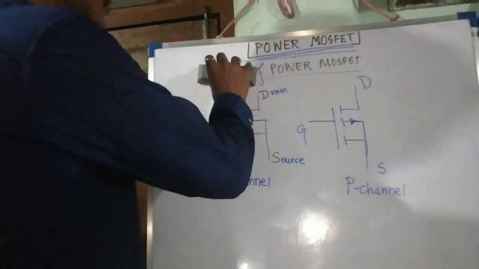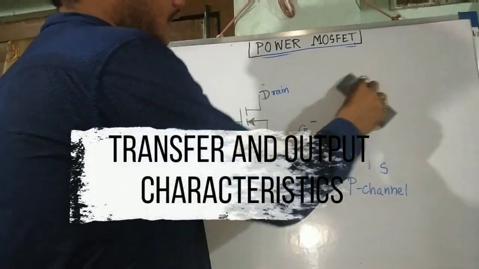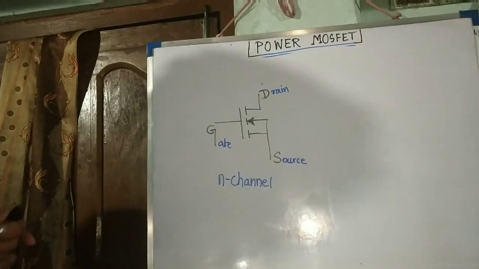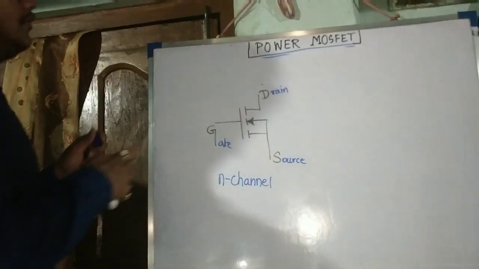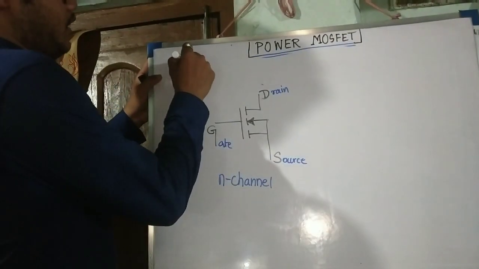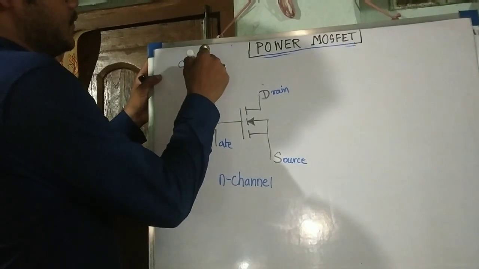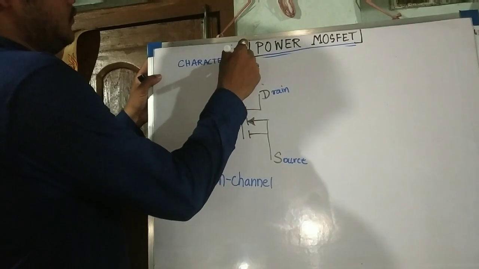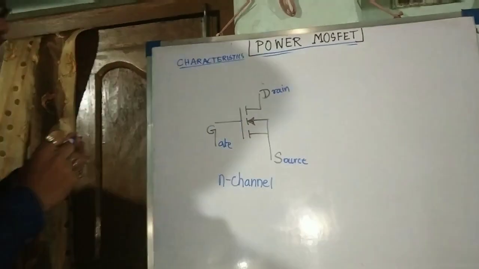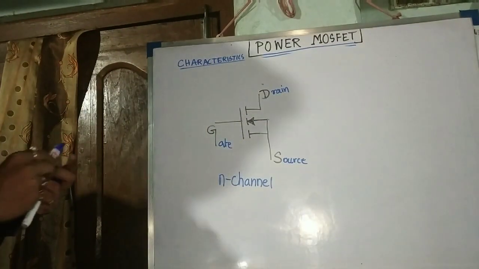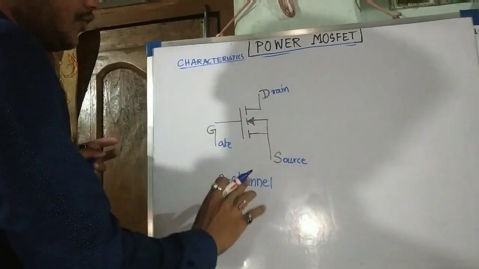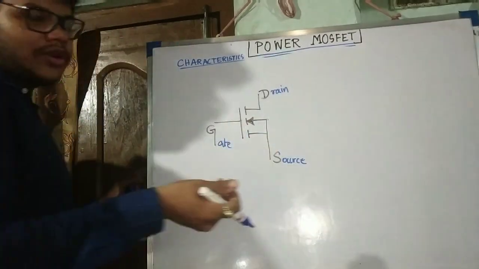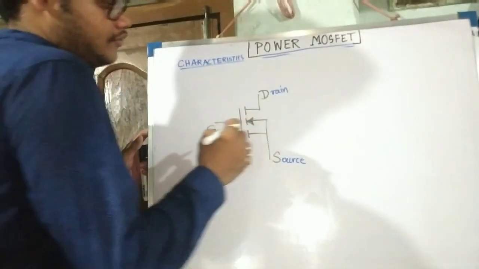See guys, now we will see some characteristics of the power MOSFET. So before drawing the characteristics, let us draw a simple circuit. Like we have seen the common emitter mode for the BJT, now we see the common source circuit.